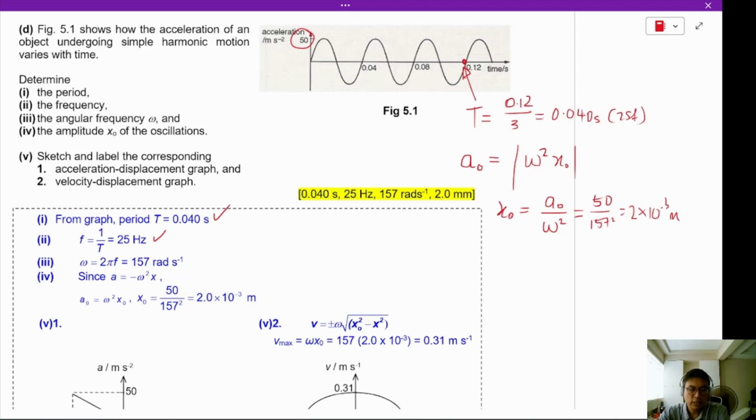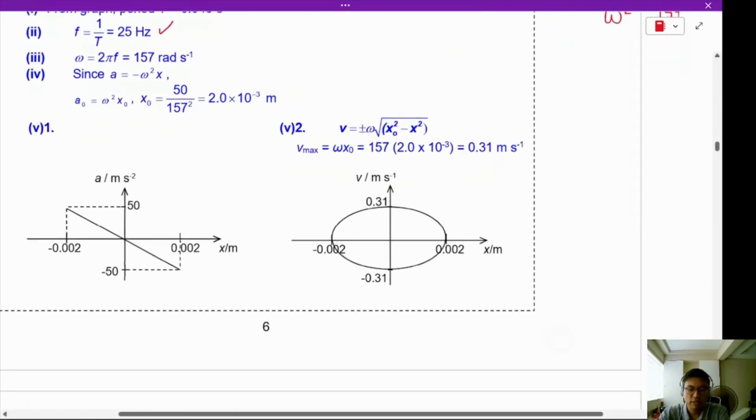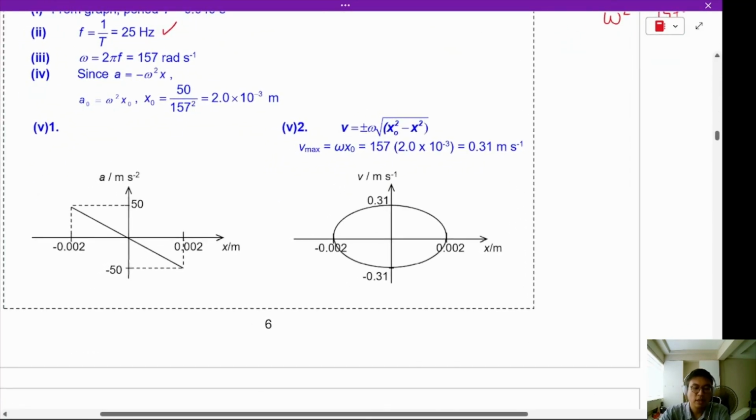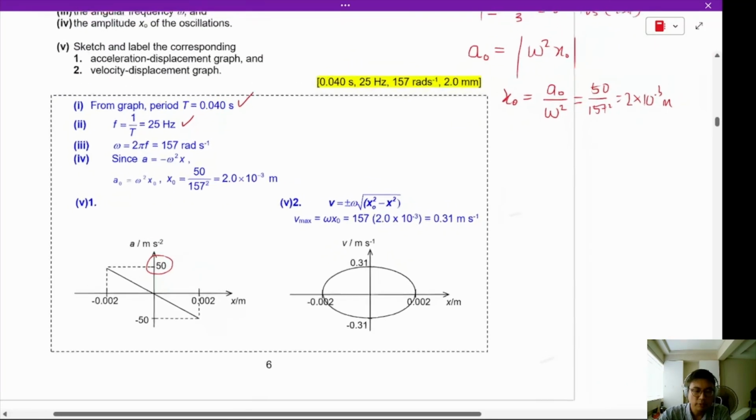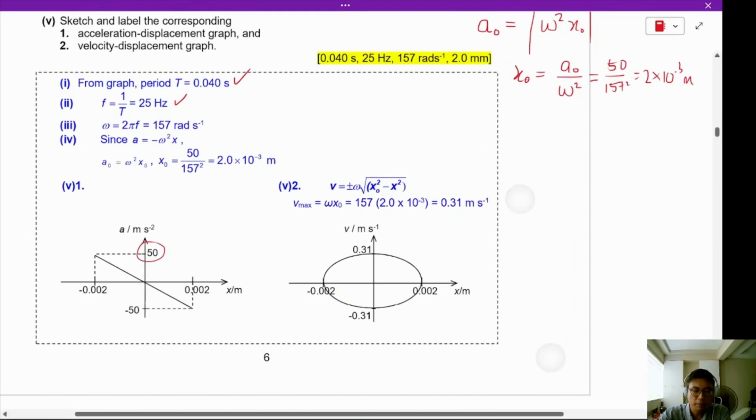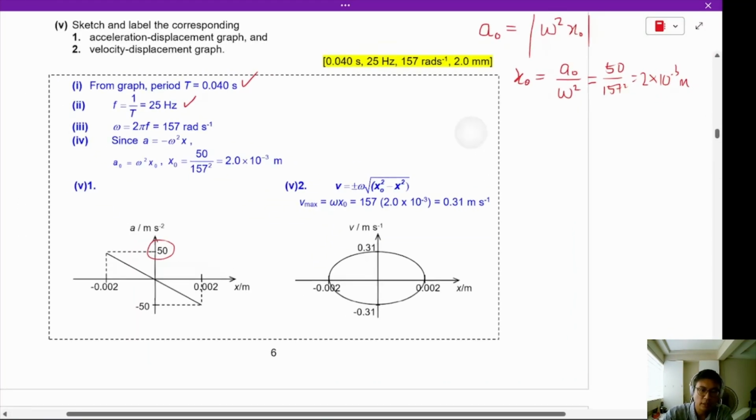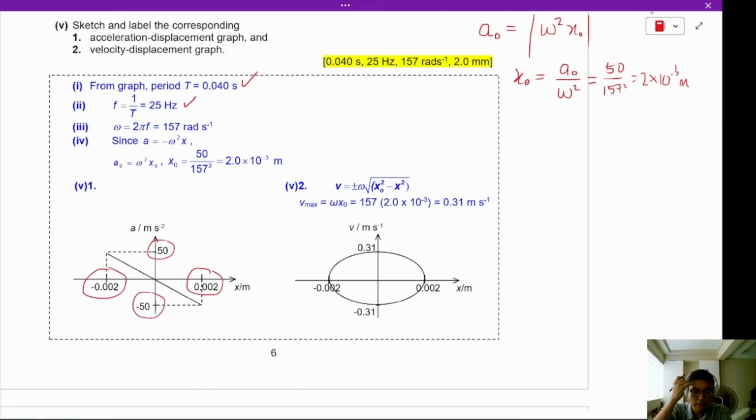Now, sketch and label the acceleration-displacement and velocity-displacement graphs. The acceleration-displacement graph is given by the following. The maximum acceleration is over here. Okay, the amplitude is 2 millimeters, so this is 0.002, 0.002, and 50. So this will be the acceleration-displacement graph.